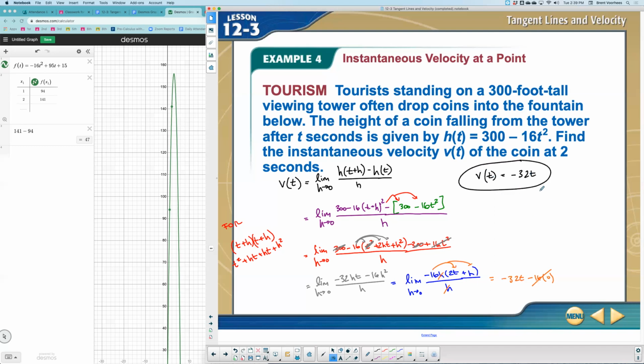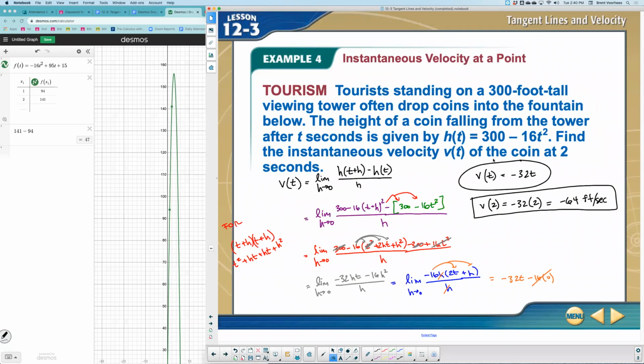Now that's the equation here. So if I want to find it at 2 seconds, what's the velocity of the coin after 2 seconds? It would be negative 32 times 2, which is equal to negative 64. Like I mentioned before, this is feet per second. That's feet, and this is per second. So this would be negative 64 feet per second, the velocity at time 2.